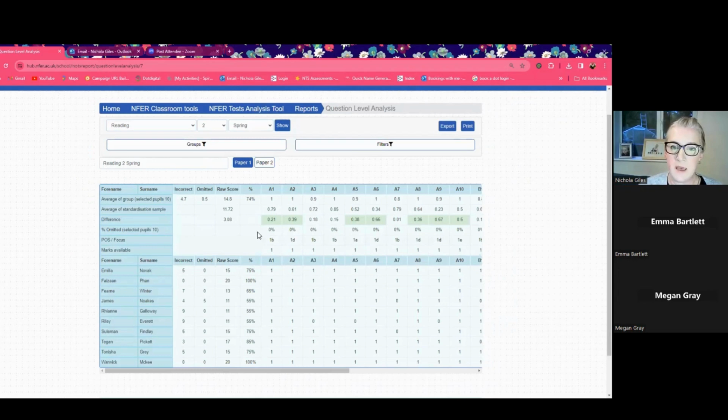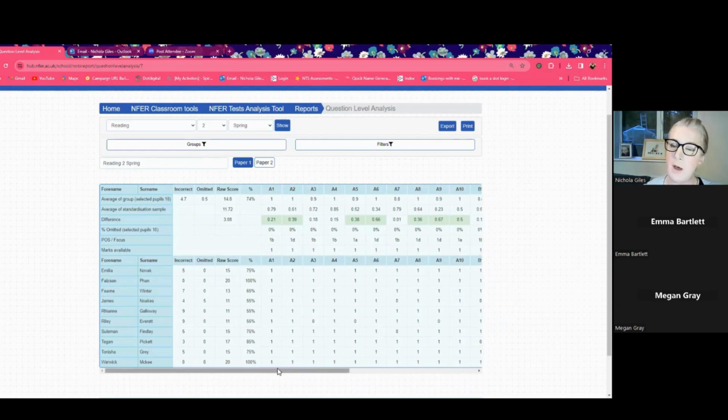So then you can see here, you've got the average of your pupils and the average of the standardised group. Now, as you can see here, my raw score is slightly higher than the standardised raw score. Then there's that difference between, and you can see the links to the programmes of study all the way across. And these are for Key Stage 1.